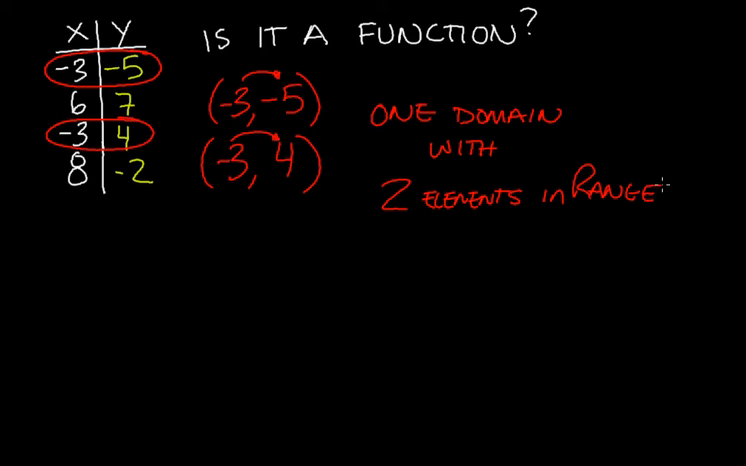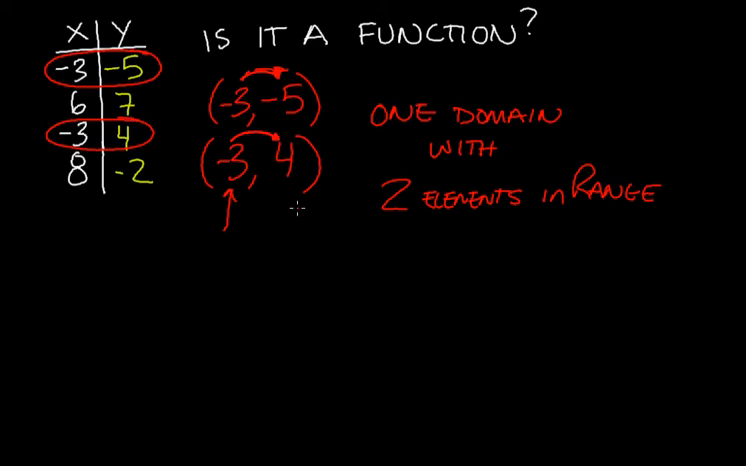It's like saying you like Taylor Swift, and then you also like, I don't know, Demi Lovato. You can't do that. You got to pick one or the other. It doesn't matter backwards, right? Does it matter if Demi Lovato likes you or if Taylor Swift likes you? No. It does matter, though, who you like. So every domain can only have one element in the range.